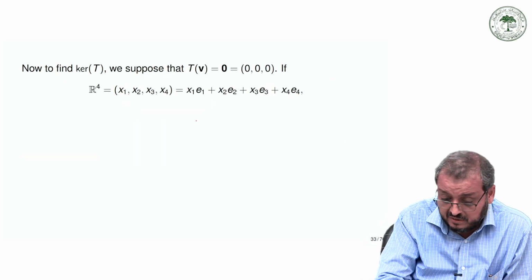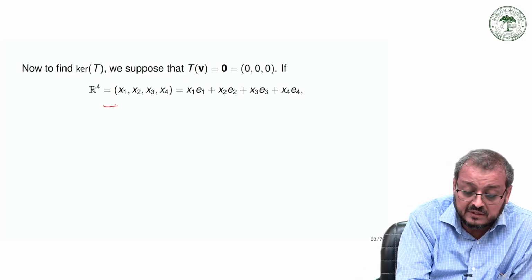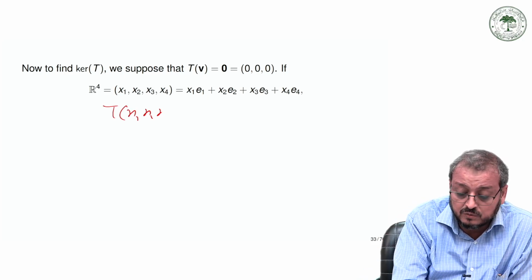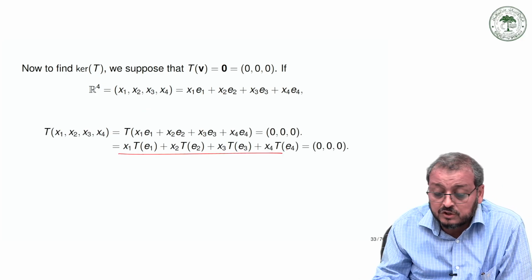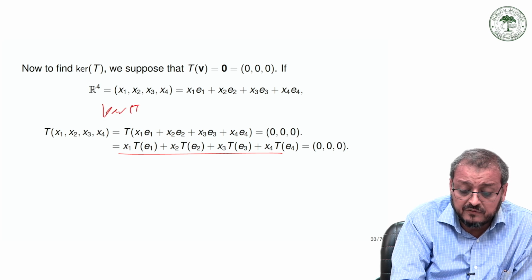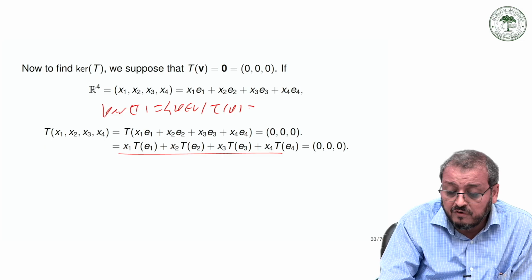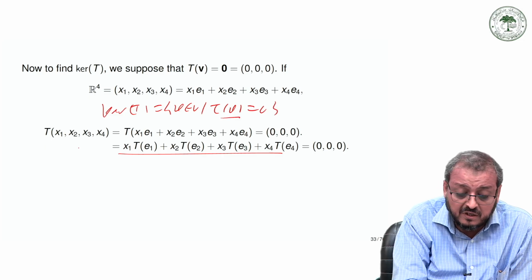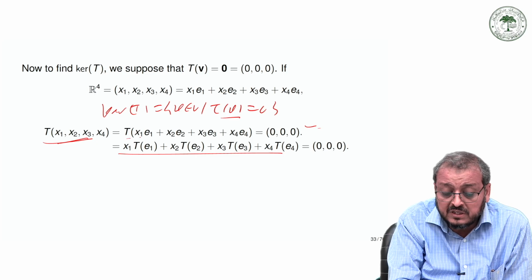For the kernel, I already explained how you can write it in this form, and then we have to operate T. T of x1, x2, x3, x4 is already adjusted into this form. Now the kernel of T is the set of elements v in V such that T of v is equal to 0. So by this definition, this quantity is equal to 0, and this uses the linearity condition.